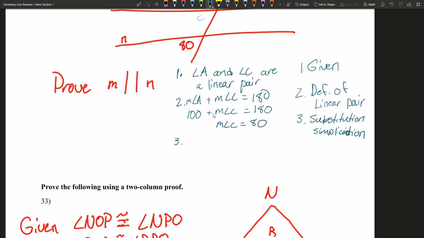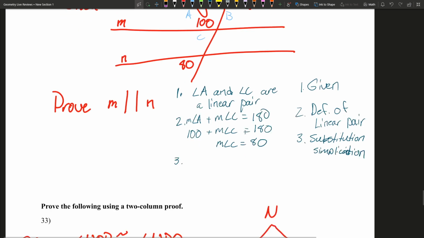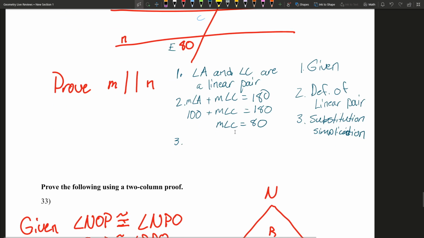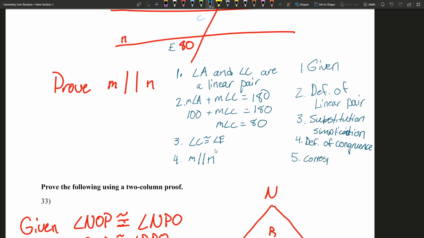Okay, then because the measure of angle C, because angle C and E are corresponding and they're congruent, that means that M is parallel to N. So angle C is congruent to angle E. Therefore, M is parallel to N because the corresponding angles are congruent.